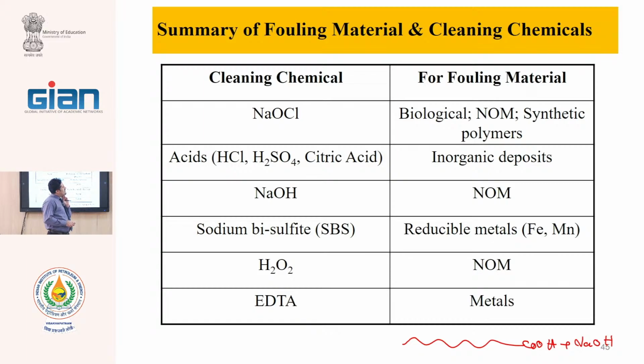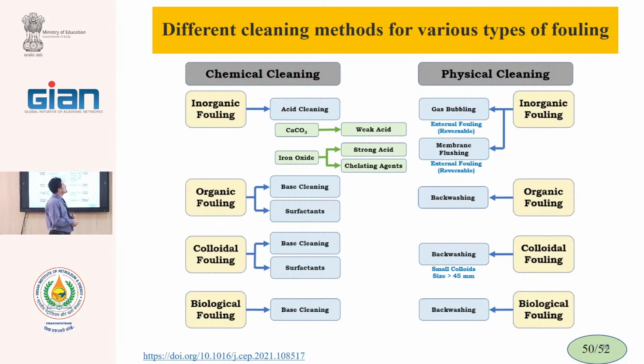For removal of the manganese and iron that is high in well water, sodium bisulfite as a reducing agent is good. Hydrogen peroxide and hypochlorite are oxidants. SPS is a reductant. With reducing of the iron, it can be removed from the membrane surface. This table is good for selecting a good cleaning agent.